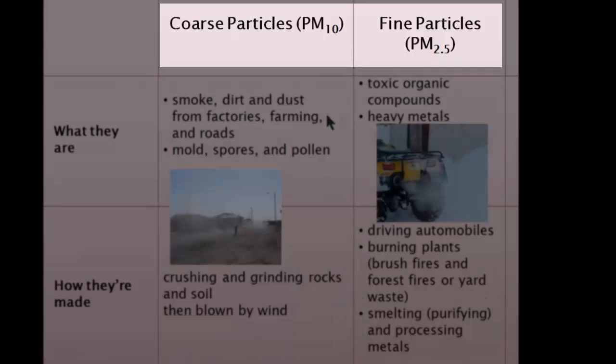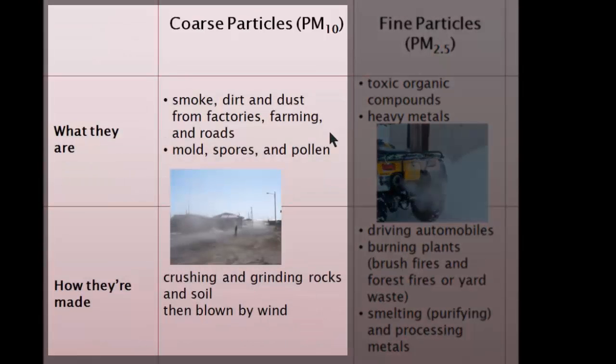So PM10 is produced by smoke, by dust, roads, and thank you, Wanda from Norvik, for providing these images. This is a picture of probably quite a bit of PM10 just at the surface here being blown up. PM10 is oftentimes blown by the wind, and it's generated from crushing, grinding rocks and soil, just like happens when you drive over it with a heavy vehicle.